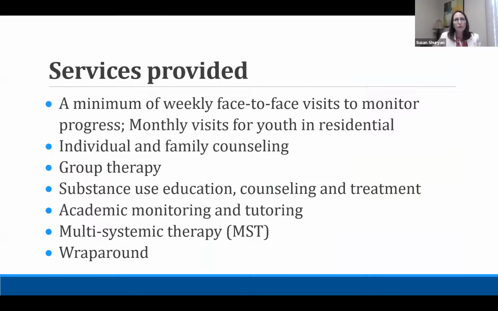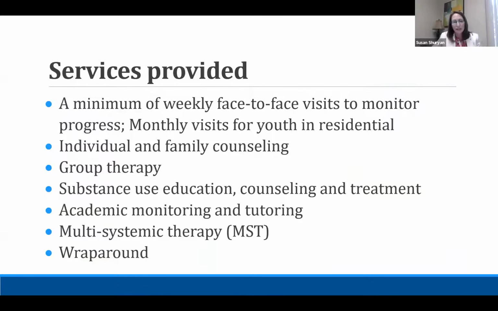So when we get a referral for services, we will get a referral packet that has assessments. We'll meet with the families. We'll look at the court order, what the jurist has ordered, and then Bridgeway will set up a care path and a treatment plan that's specific to the needs of the youth.